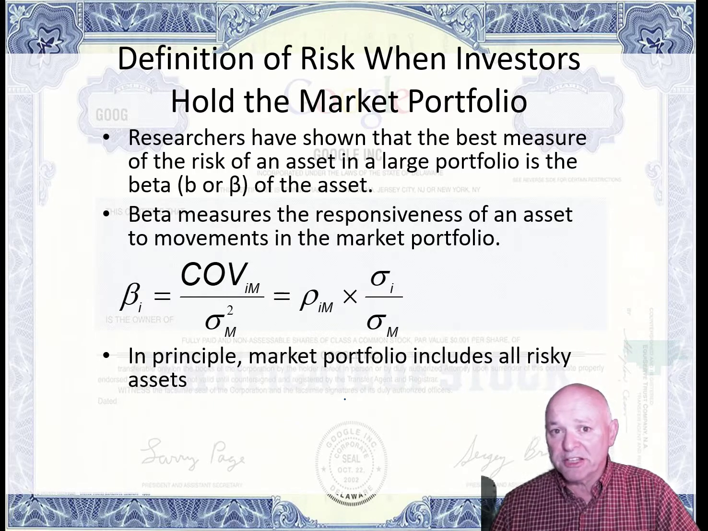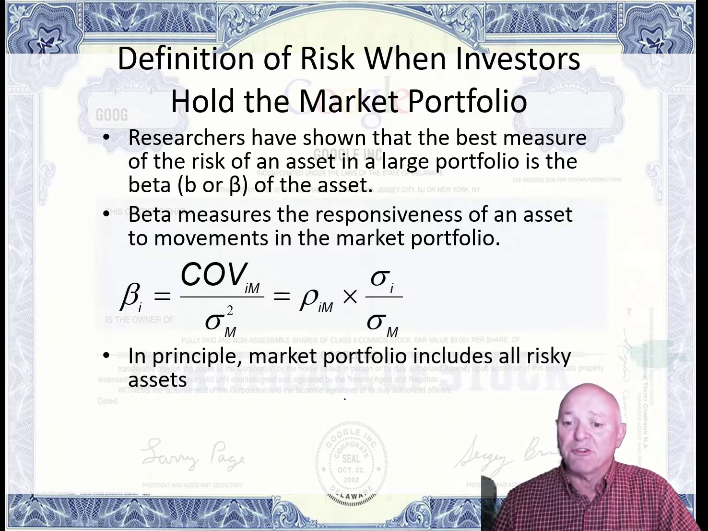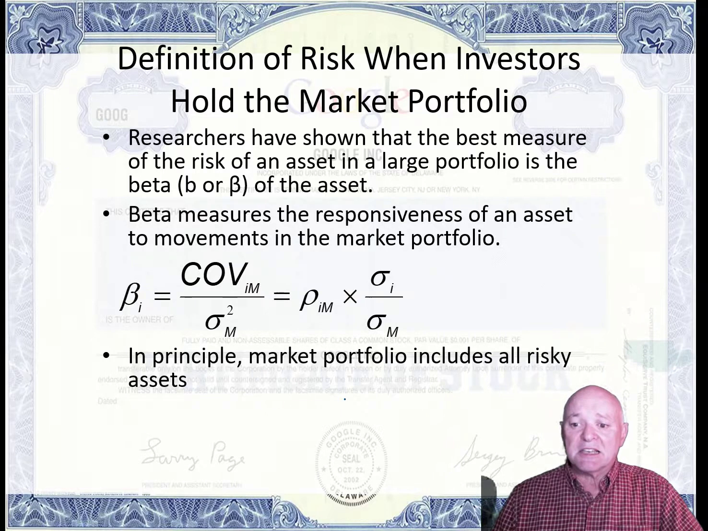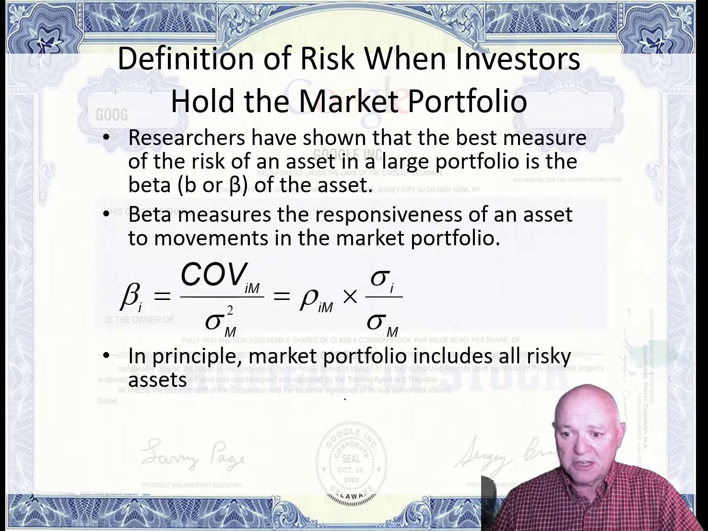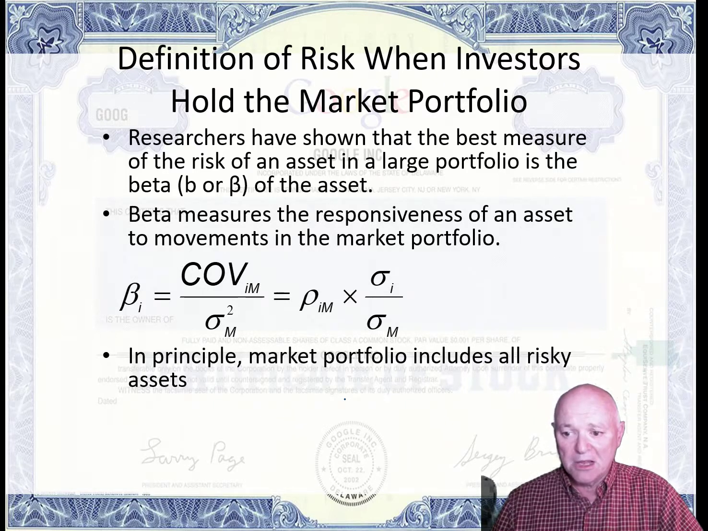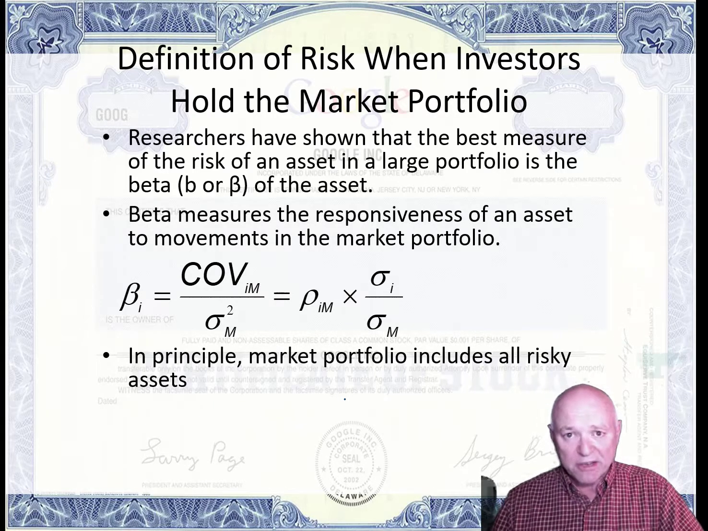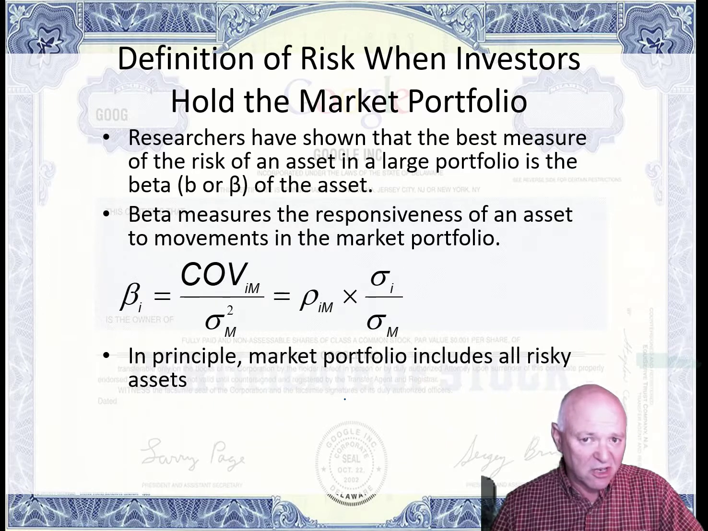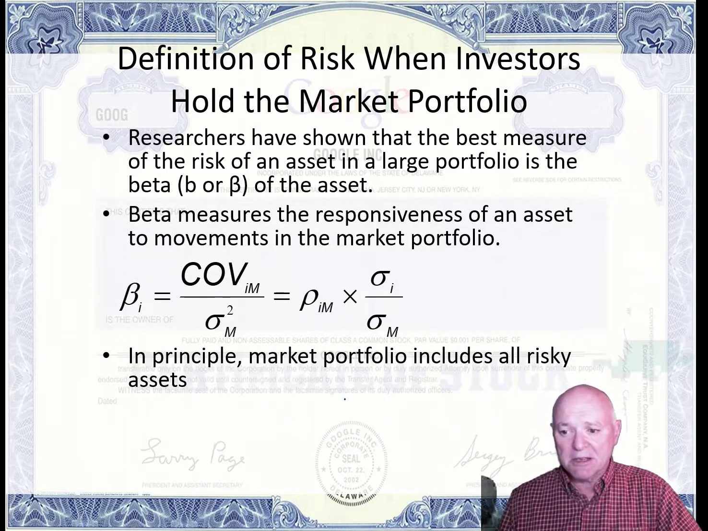It's the covariance of the stock relative to the market divided by the variance, or the volatility of the market. Or another way of saying that is it's equal to the correlation coefficient of the market times the standard deviation of the stock divided by the standard deviation of the market. It's a very complicated way of saying it, but essentially it's a measure of the relative volatility. Not the relative riskiness, the relative volatility. And I'll come back to that in a couple of minutes.